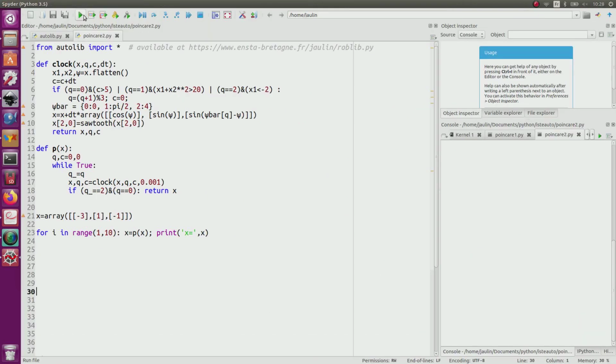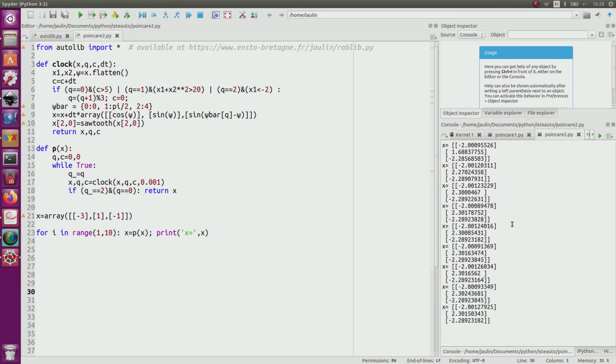I run the program and I obtain quickly that I converge to these values. I can understand that the value for x1 is -2, which corresponds to the Poincaré section. But I see that the values for x2 and x3 do not change when time is moving. This is why 10 steps was sufficient.